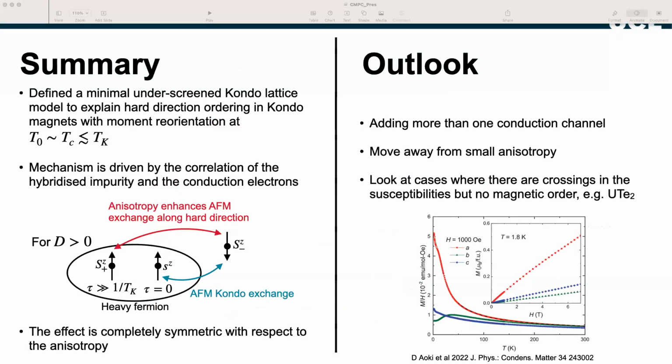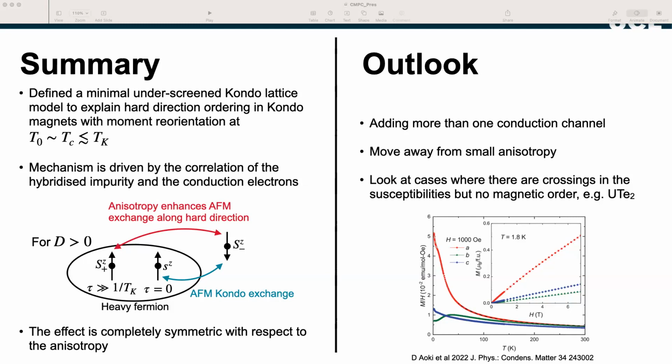So as a summary, we defined a minimal Kondo lattice model that explains the hard axis ordering in many Kondo magnets with moment reorientation around T_0, which is just above T_C but less than T_K. And we show that the mechanism is driven by the correlation function of the hybridized impurity and the conduction electrons.